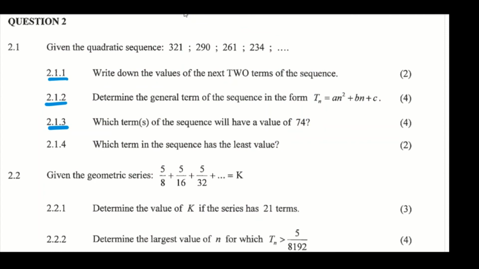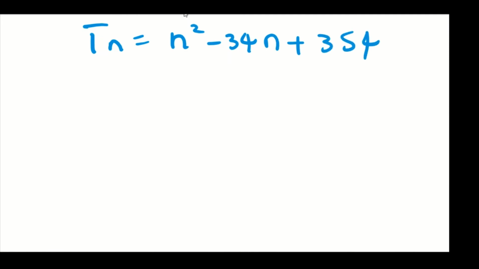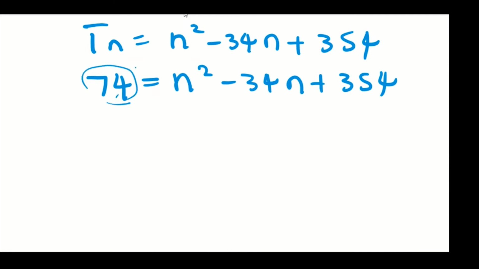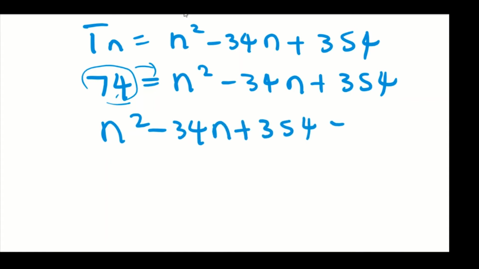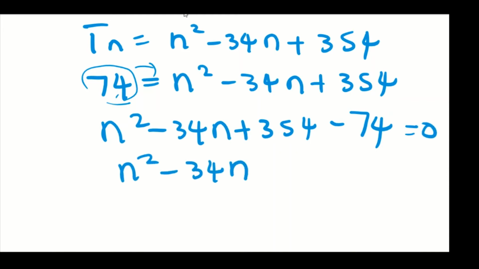2.1.3, which terms of the sequence will have a value of 74? So we're going to use our Tn. Tn is equal to n squared minus 34n plus 354, right? So which term is equal to 74? So it's going to be 74 equals n squared minus 34n plus 354. So we're going to transpose the 74 to the other side. We have n squared minus 34n plus 354 minus 74 equals 0. So we have n squared minus 34n plus 280 being equal to 0.